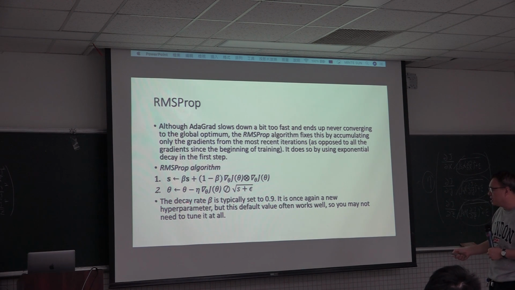Also, this decay rate beta is typically set to 0.9. It is again another hyperparameter, but this default value normally works very well. So we normally do not intend to tune it. Do not tune it.